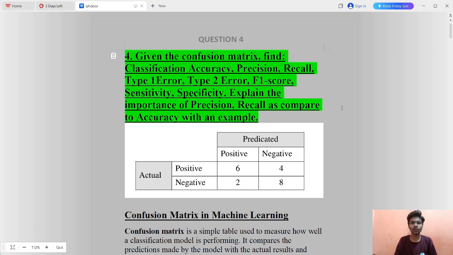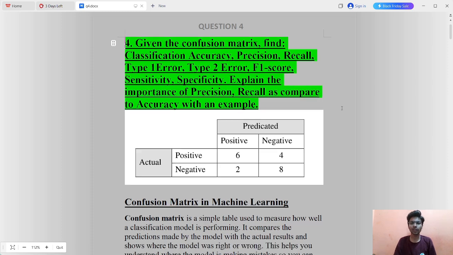In this video, we're going to solve question number 4 of assignment 3 in data science. Question number 4 says, given the confusion matrix, find classification accuracy, precision and recall, type 1 error and type 2 error, and F1 score, sensitivity, specificity. Explain the important topics of precision and recall as compared to accuracy with one example.